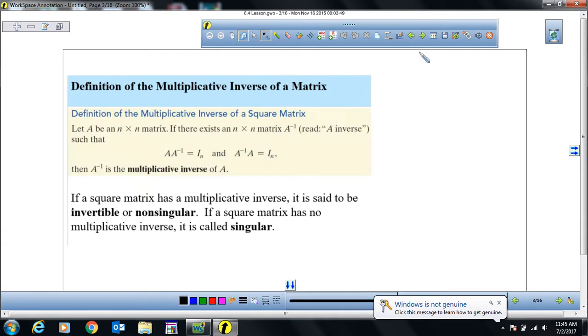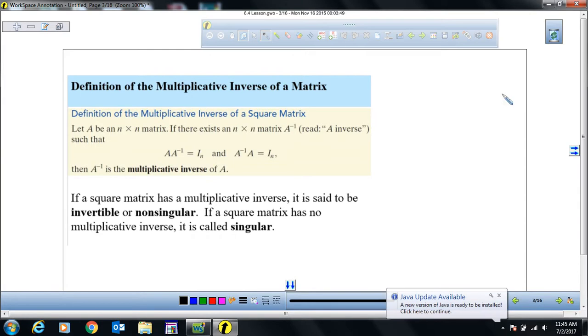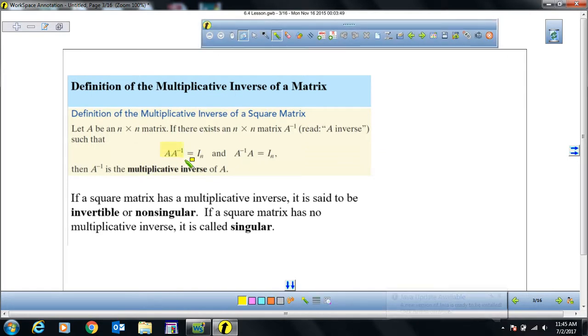Now, the definition of multiplicative inverse. A multiplicative inverse of a matrix is a matrix that when multiplied times the original matrix equals the identity matrix. So if I multiply that matrix times its inverse, that's what the definition tells you here, then that multiplication must equal the identity matrix. Likewise, either way, if I multiply it one way or if I multiply it the other way.